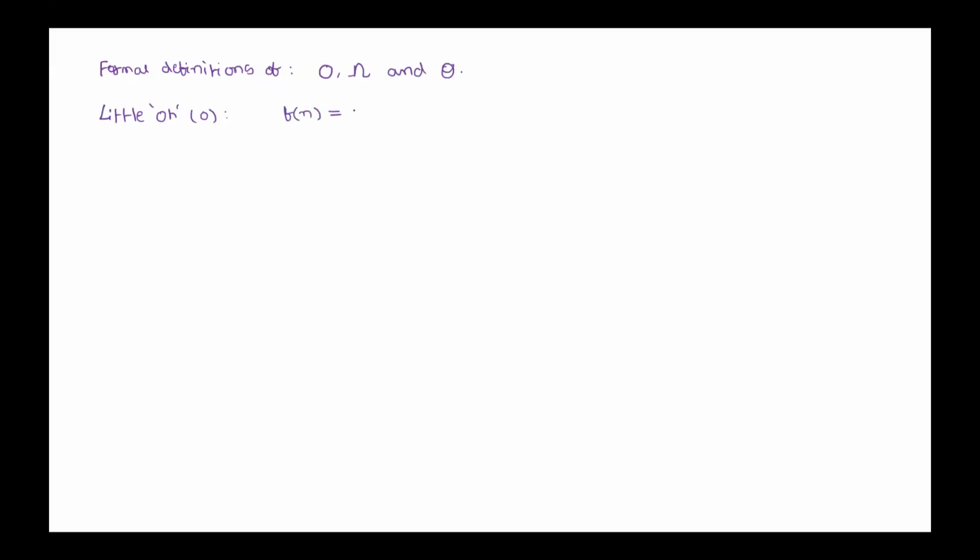When do we say that f of n is little o of g of n? Can we say that n cubed is little o of n power 4? That means, what does it mean? Order of growth of f of n is strictly less than order of growth of g of n. That is the meaning, no?